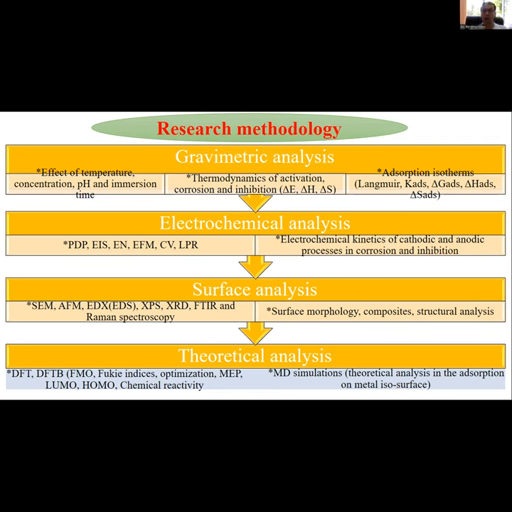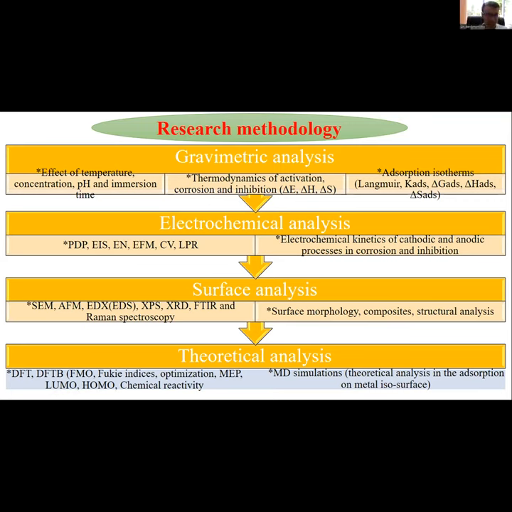The last one, you need to study adsorption thermodynamics. After using adsorption thermodynamics, you need to find other adsorption thermodynamic parameters, for example, adsorption entropy, enthalpy, Gibbs energy, and equilibrium constant. The next one is electrochemical analysis. In this section, you will maybe use potentiodynamic polarization, electrochemical impedance, electrochemical noise, electrochemical frequency modulation, cyclic voltammetry, and linear polarization resistance. Why do you use this electrochemical analysis? Because you need to find some electrochemical kinetics of anodic and cathodic processes in the corrosion inhibition medium.